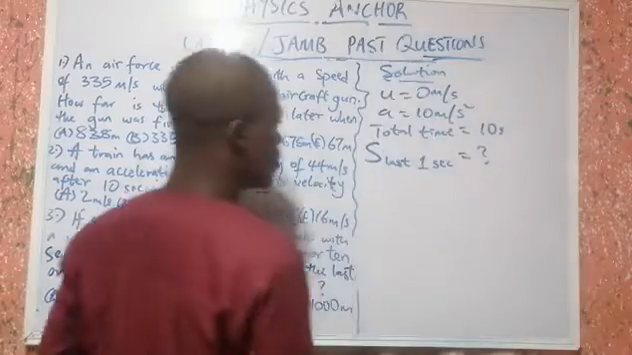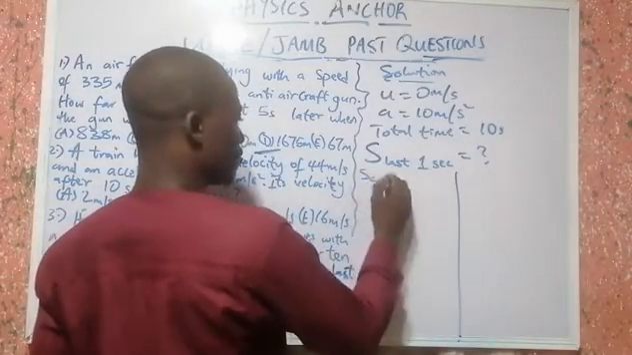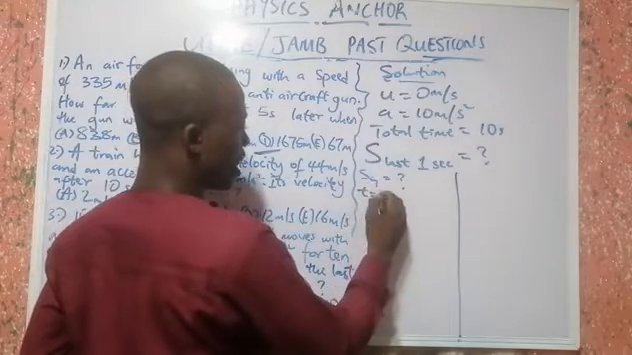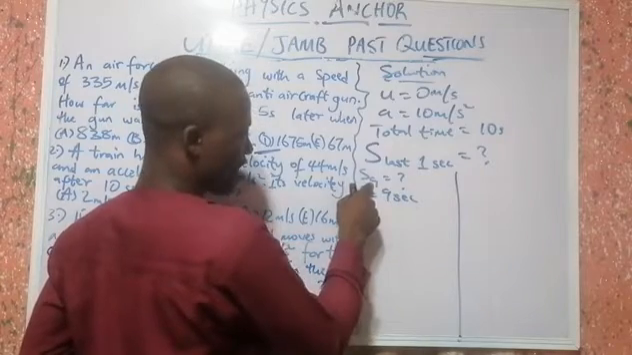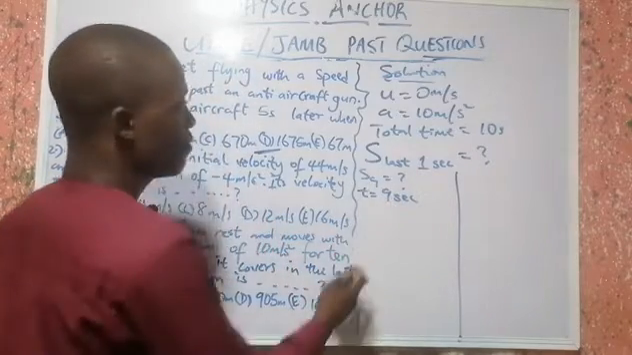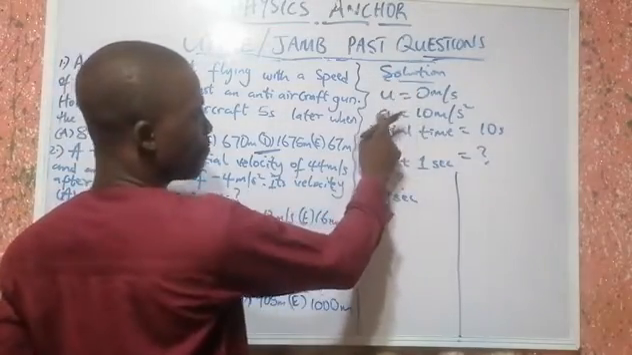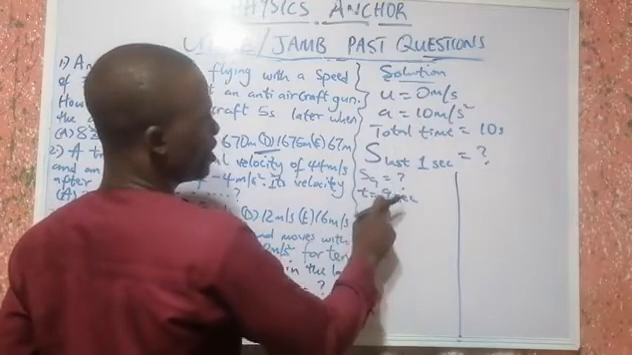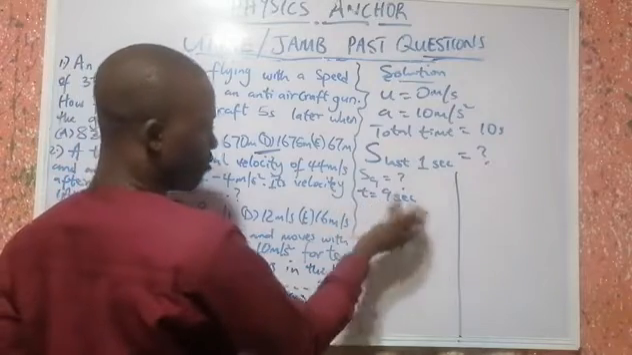The first thing we need to do is find S9, which is the question mark now. So in that case, time will be 9 seconds, because it's the distance covered in 9 seconds we are looking for. Other parameters have been stated here. So I have U, I have A, I have T, there is no V, and I'm looking for distance.